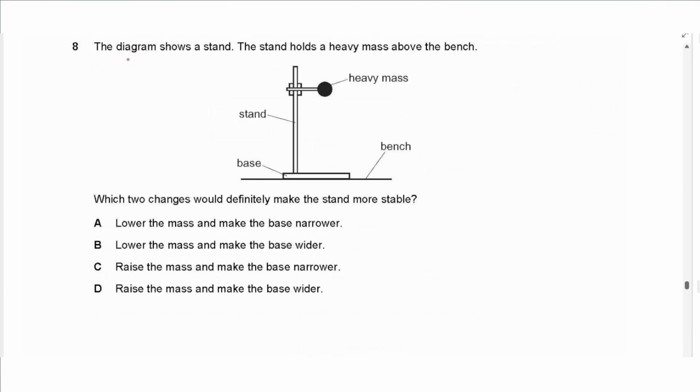Question 8 says the diagram shows a stand. The stand holds a heavy mass above the bench. Which two changes would definitely make the stand more stable? So we lower the center of mass and we increase the base area. So lower the mass is correct, and increase the base area is correct.